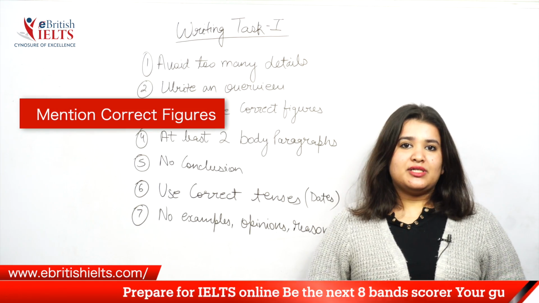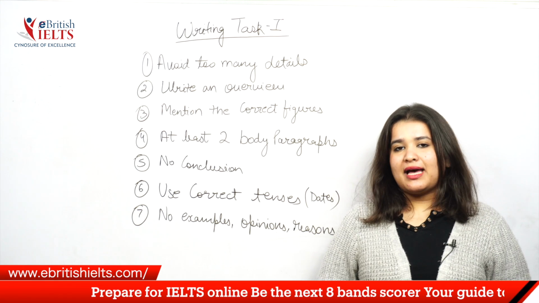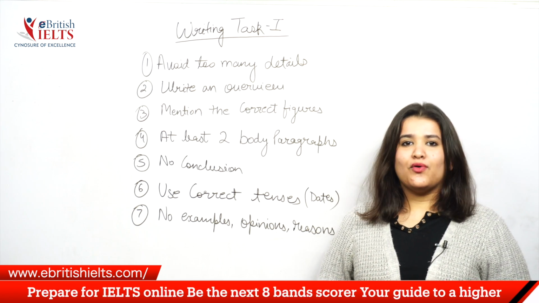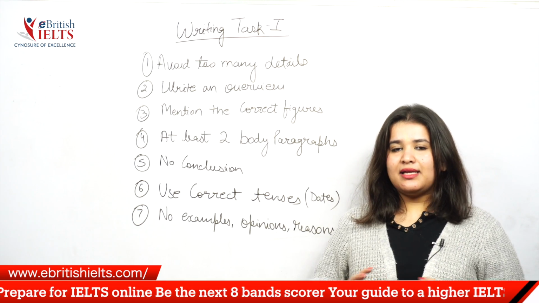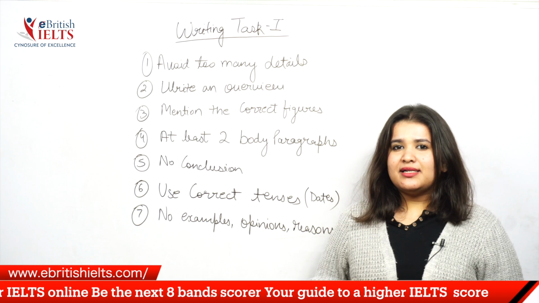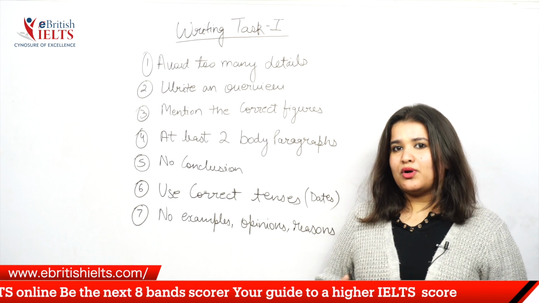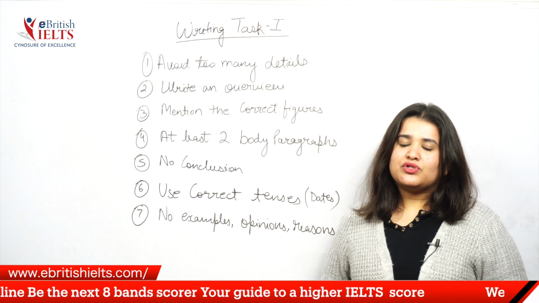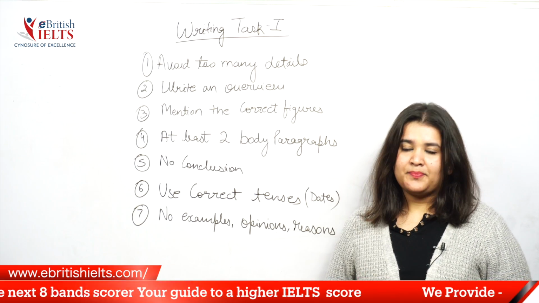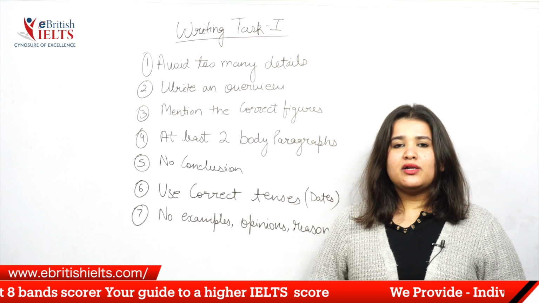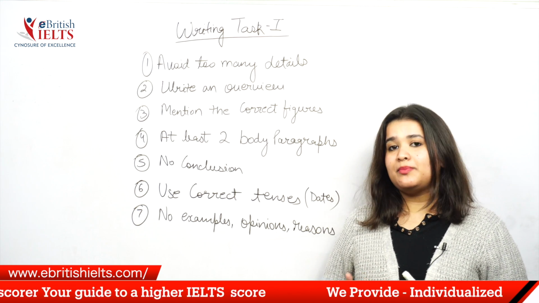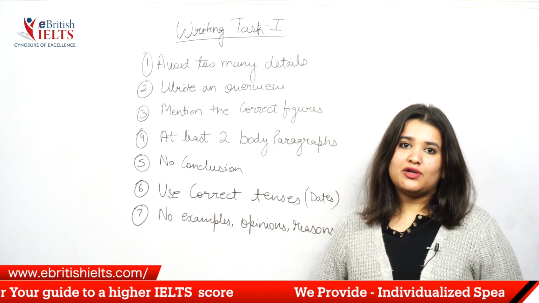The third is mention correct figures. Now sometimes these kinds of questions tend to get a little overwhelming. When you see so many graphs and so many numbers on the question paper, you tend to get a little confused as to what to write and what not to write. And in that confusion, you may end up writing wrong figures and wrong numbers in your answer. If you write wrong numbers and wrong figures, it makes your whole answer irrelevant. It will be incorrect, and you will end up losing a lot of marks.